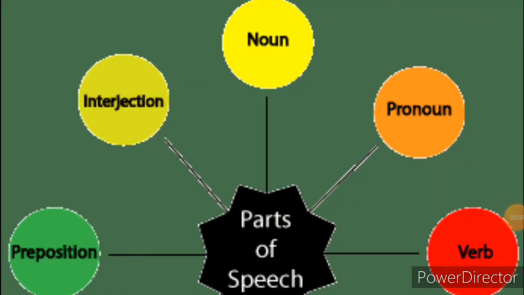Now look at the spelling, children. Parts of speech. How many parts of speech are there? 8 parts of speech. The first one is the noun. Look at the spelling for noun. N-O-U-N. Noun. Second one is the pronoun.